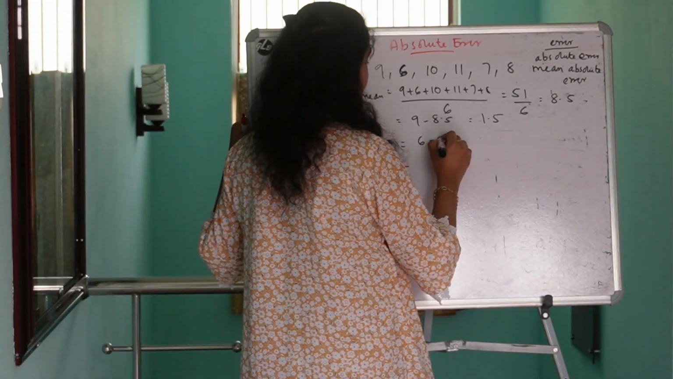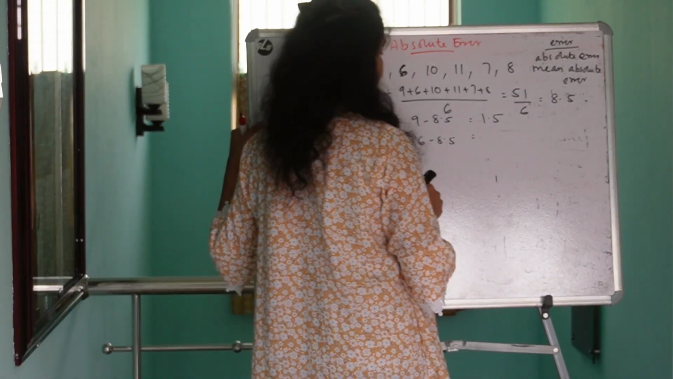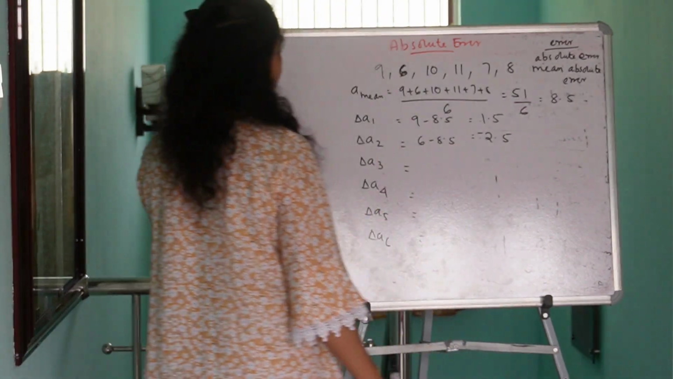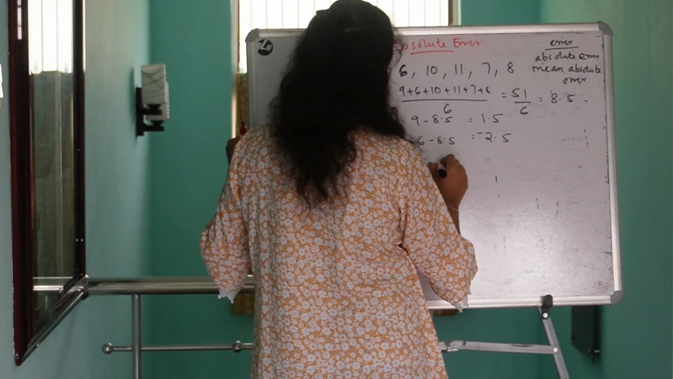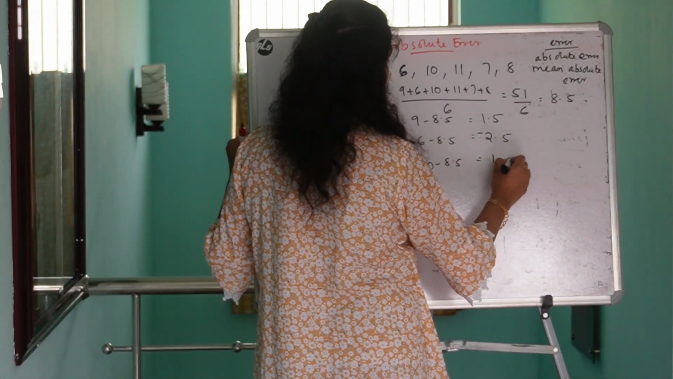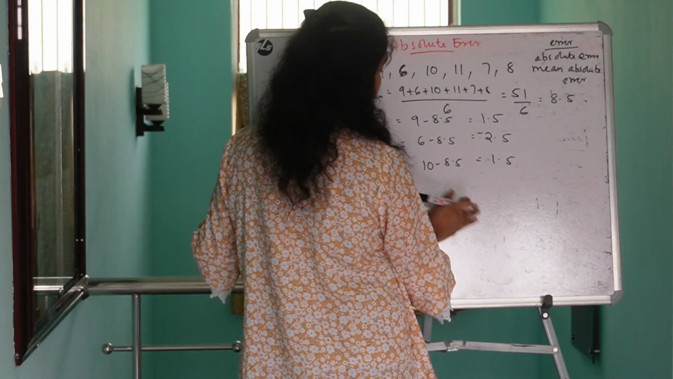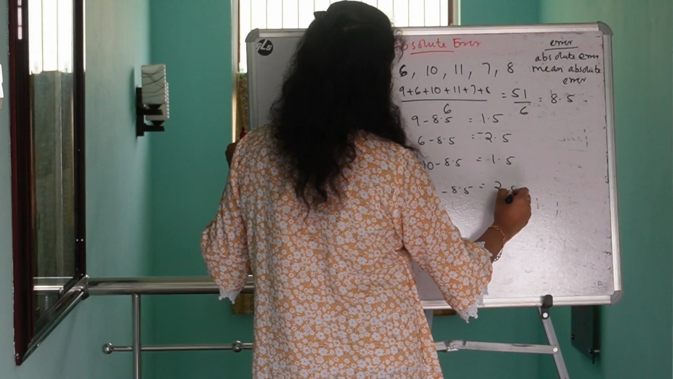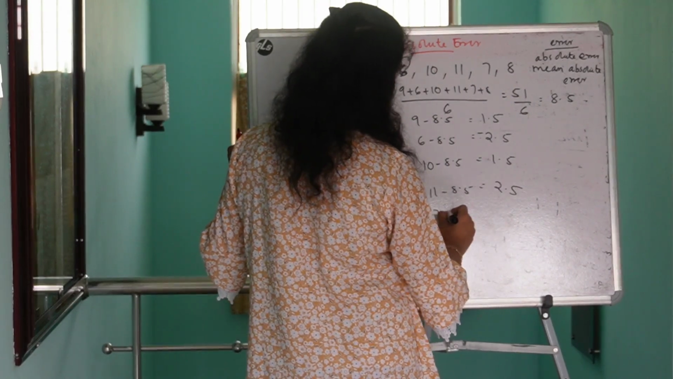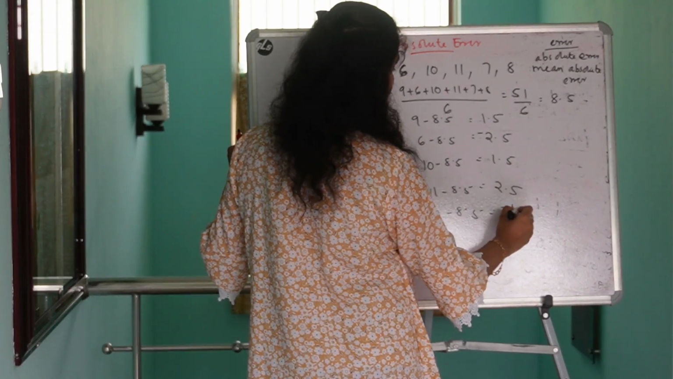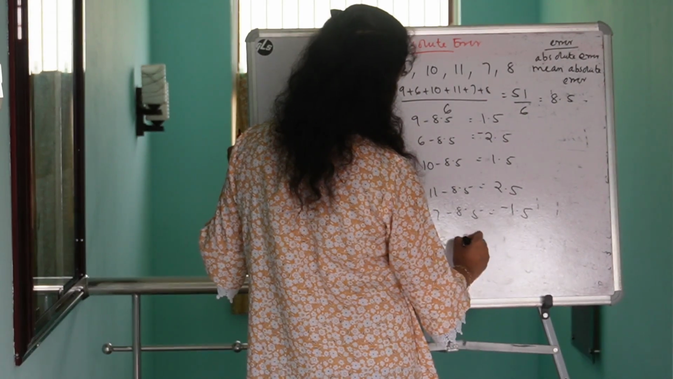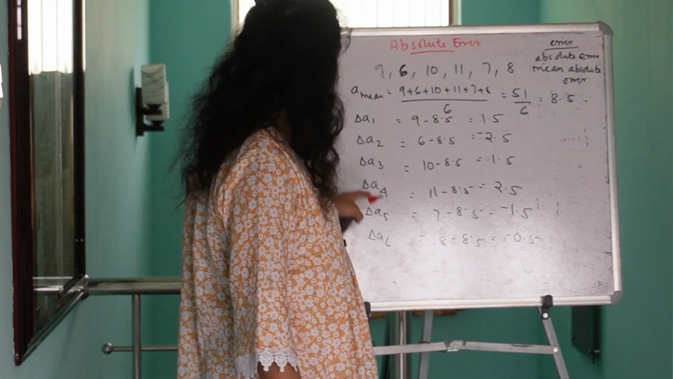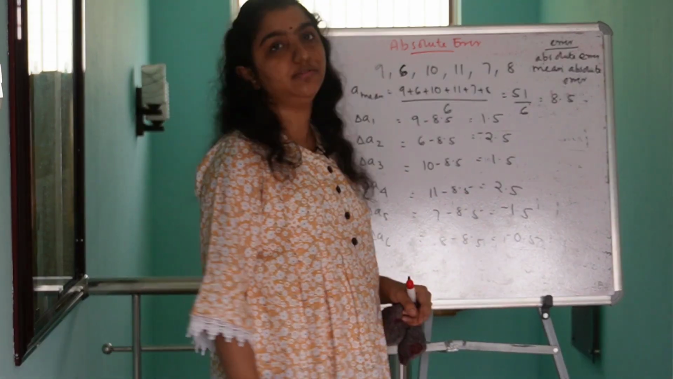Again 6 minus 8.5 means I'll get minus 2.5. Here the measured value is less than 8.5, so I'll get a negative error. 10 minus 8.5 is equal to 1.5. Since 10 is greater than 8.5, I got a positive value. 11 minus 8.5 is equal to 2.5. And 7 minus 8.5 is equal to minus 1.5. 8 minus 8.5, again a negative value, minus 0.5. So here we found the errors in the individual measurements.